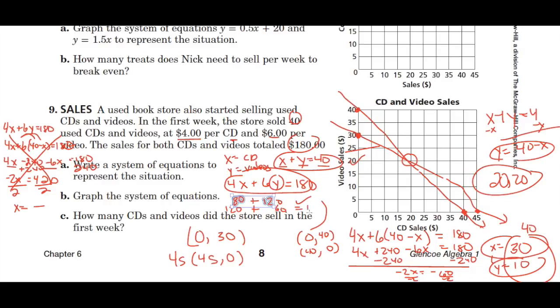120 plus 60 is equal to 180. So the solution to that system is 30, 10, which means that they sold 30 CDs and 10 videos. It does not look like that's where they crossed on my graph, but again, it's the importance of using a straight edge so you can make sure that you find the exact point where they cross. We also used another method called substitution to verify that.